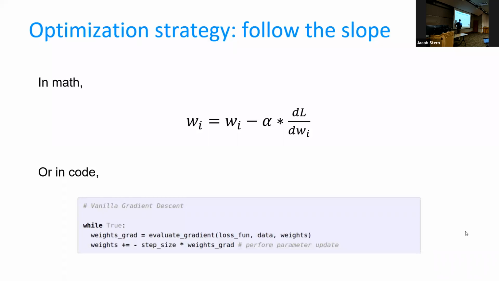Weights grad is not a number; it's going to be a vector or a tensor of the same size as your original weights. Your original weights, you will then add negative step size, or negative learning rate, times that gradient vector. And that's it. You now have a trained neural network.